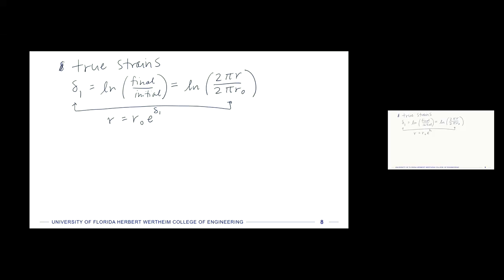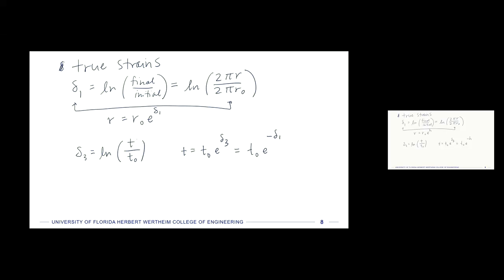We'll say that delta 3 is equal to the natural log of some final thickness divided by the initial thickness. We'll put both sides up to the exponential, and we'll come up with T is equal to T naught e to the delta 3. But we want everything in terms of delta 1 when we take a derivative, because that's the one we're taking. So we will put that as T naught e to the minus delta 1.